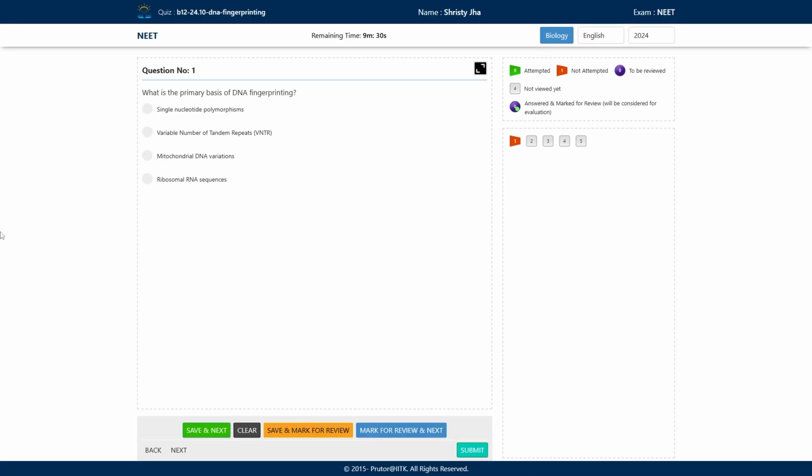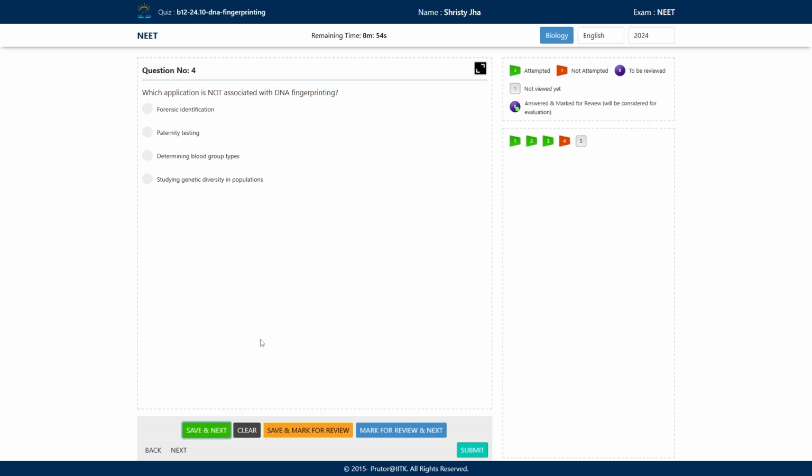So here's the DPP. First question is, what is the primary basis of DNA fingerprinting? We know that it is variable number of tandem repeats. Then, which step in DNA fingerprinting involves transferring DNA fragments to a synthetic membrane? That is Southern blotting, in which we transfer the DNA from the gel to a synthetic membrane, that is nitrocellulose or nylon membrane. In DNA fingerprinting, why do VNTRs produce distinct band patterns for individuals? Because their copy number varies between chromosomes and individuals.